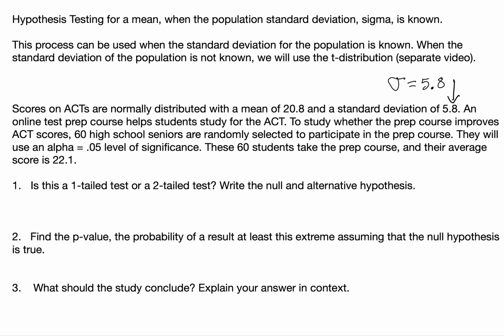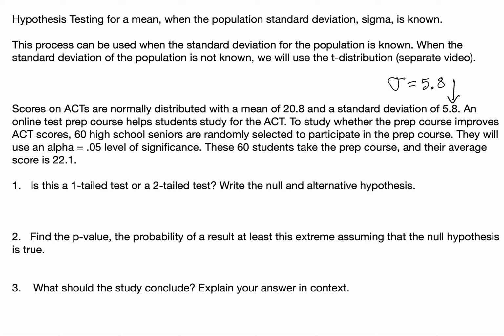This is a video on hypothesis testing for a mean when the population standard deviation, sigma, is known. So we'll work through an example. This process can be used when the standard deviation for the population is known. When the standard deviation of the population is not known, which is actually more common, we'll use the t distribution. So this is a separate process that we'll describe in a separate video.